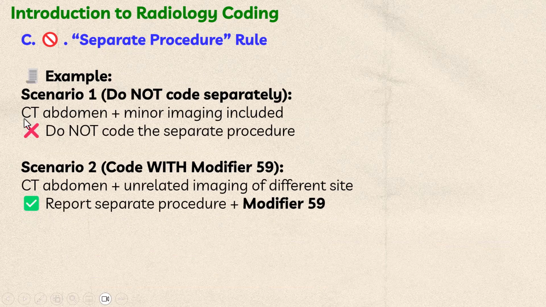For example, a CT abdomen plus minor imaging included. Here do not code it as a separate procedure. But with the CT abdomen, if an unrelated imaging of a different site is done, then report the separate procedure with modifier 59.